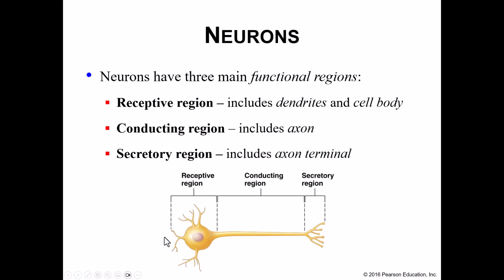So where we receive the signal with our dendrites is the receptive region of our neuron. The conducting region is the axon, where the action potential is propagated, and then the area where we release our neurotransmitter at the axon terminals is our secretory region.